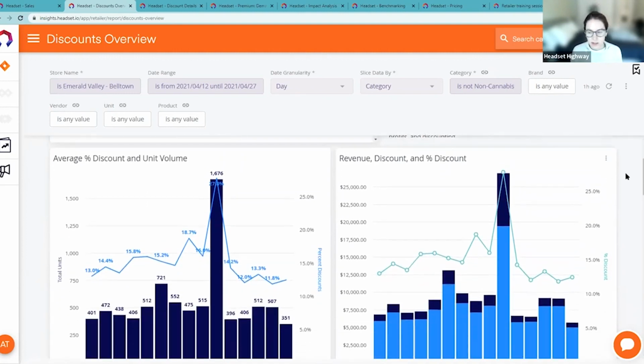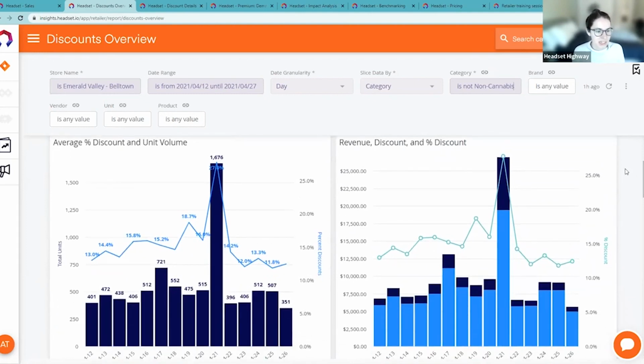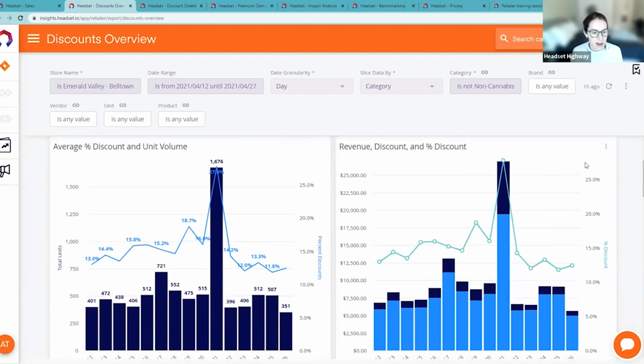Now, if we scroll down a little bit, these two graphs are really the meat and potatoes of this dashboard. It will give you kind of an overview of what happened within those 2 weeks in terms of discounts and what that meant in terms of revenue as well as profits. So over here on the left, we have average percent discount and unit volume. This graph will display the amount of discount that was given. So the average discount per day.